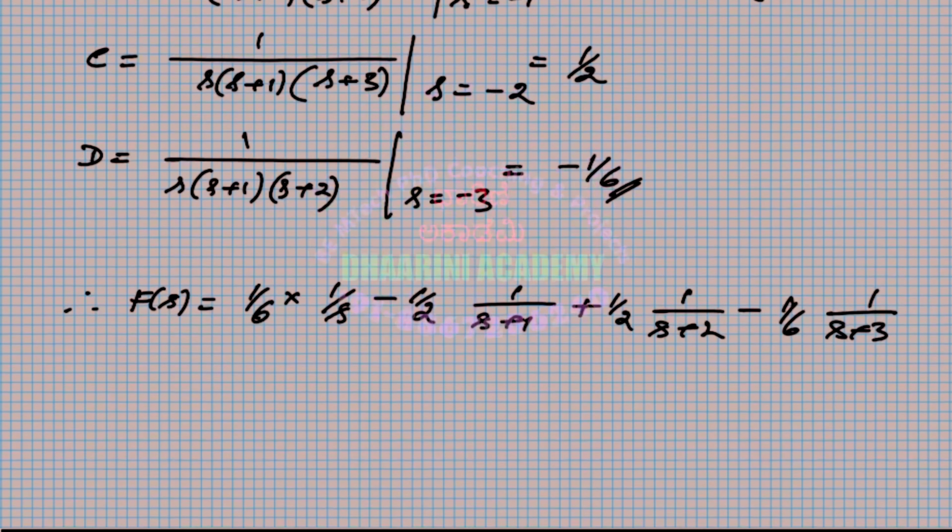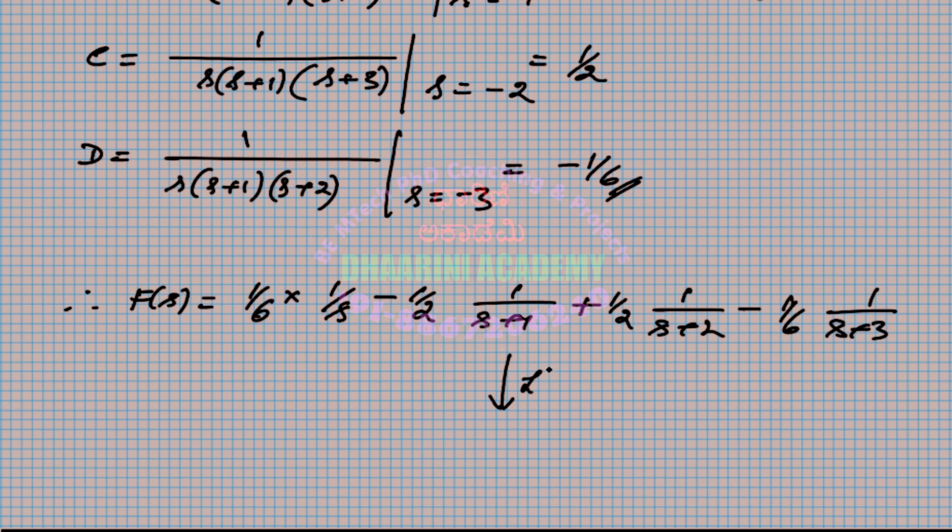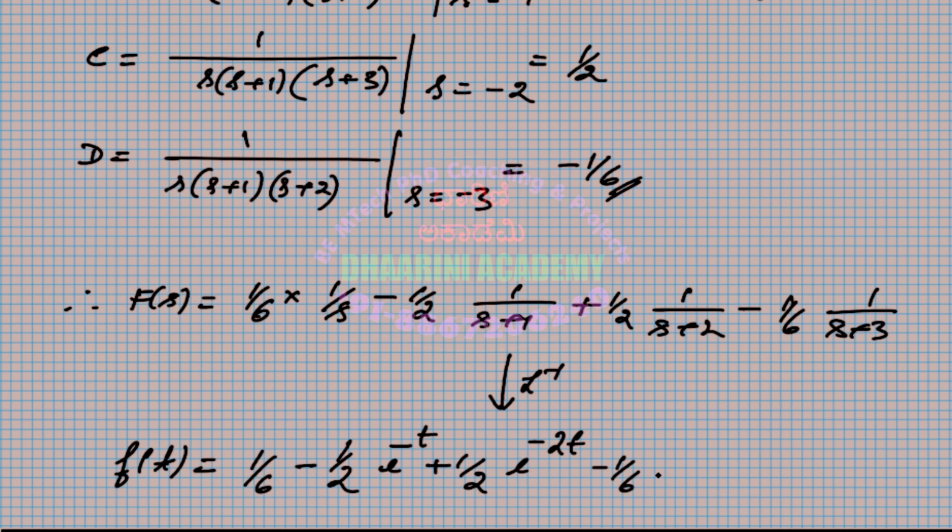Directly we can apply the inverse Laplace transform because they are in the standard form. So f of t becomes equal to, it's 1 by s, and the inverse of 1 by s is 1, so you will write simply 1 by 6. And the second term, minus 1 by 2, s plus 1 gives e to the power minus t. Plus half, s plus 2 is there in the denominator, so e to the power minus 2t. Minus 1 by 6, this is e to the power minus 3t, which is the required answer.